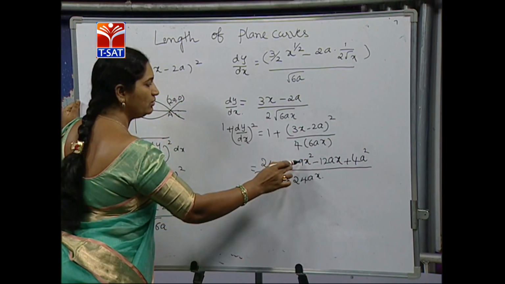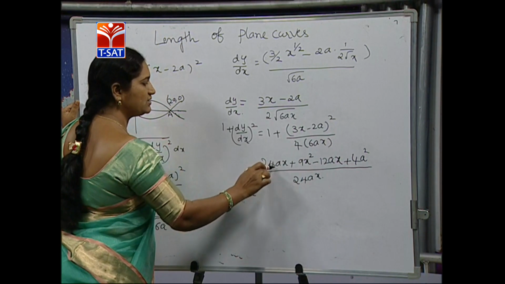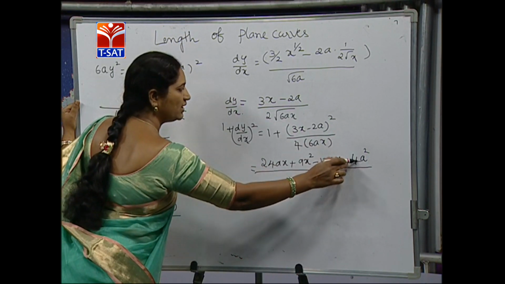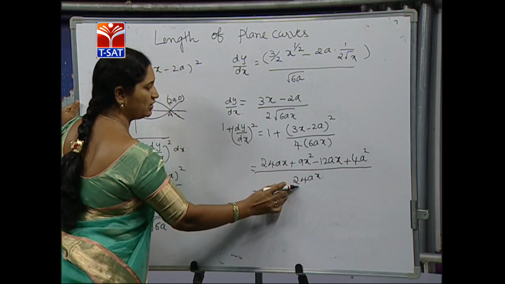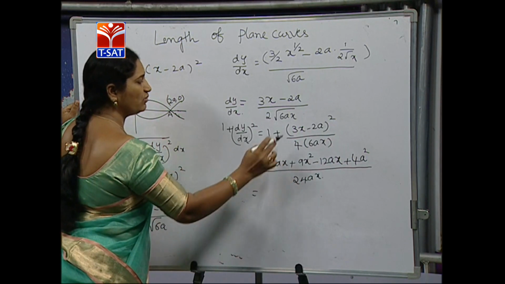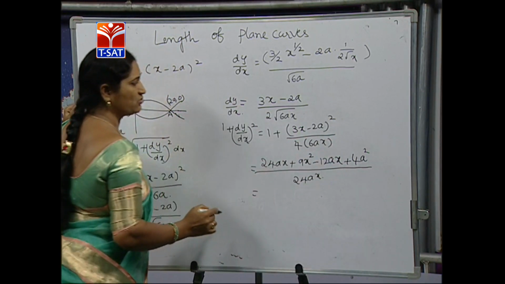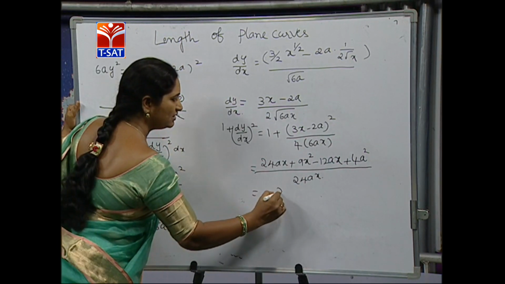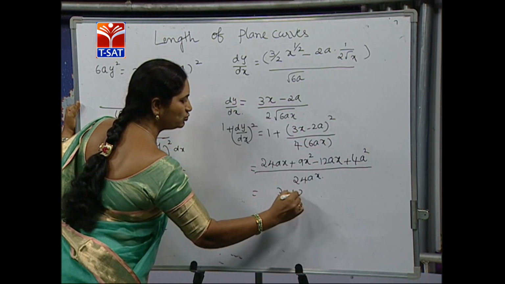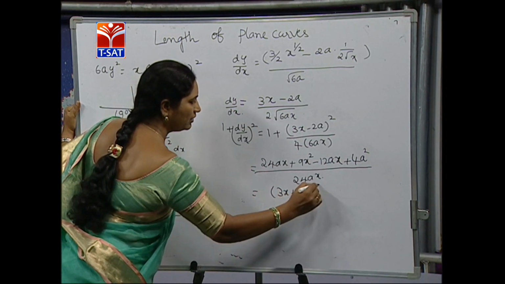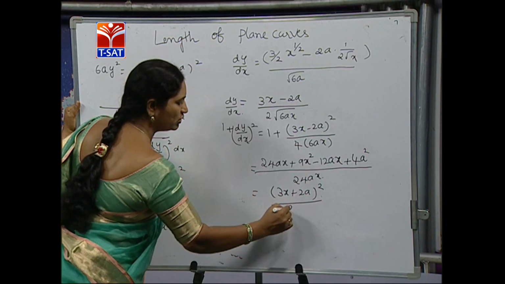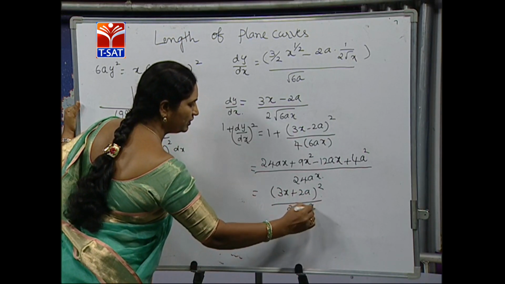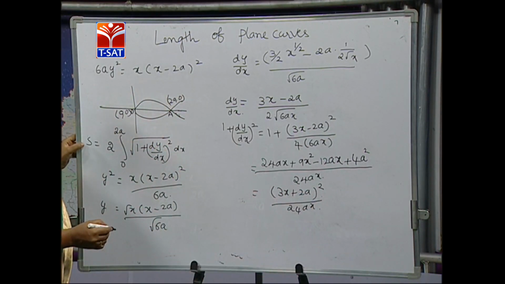So, what we are getting now? (9x² + 12ax + 4a²)/(24ax). 9x² + 12ax + 4a² can be written as (3x + 2a)² by 24ax. Now, we will substitute in the formula.